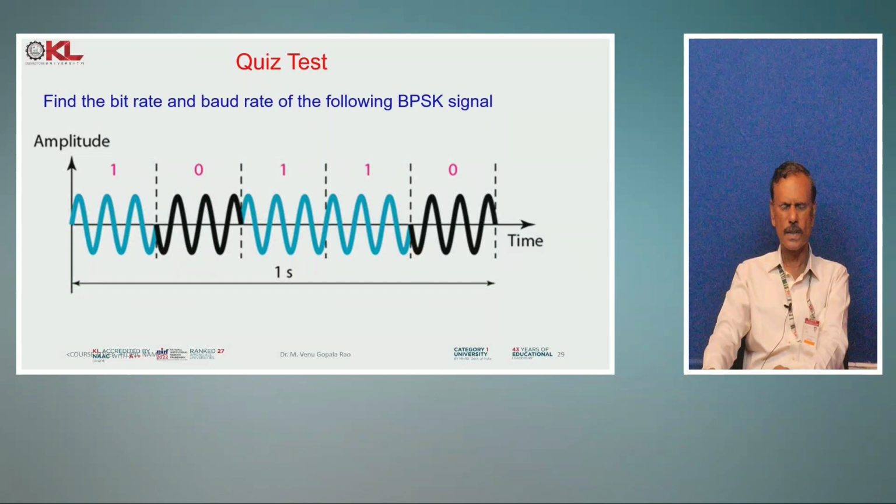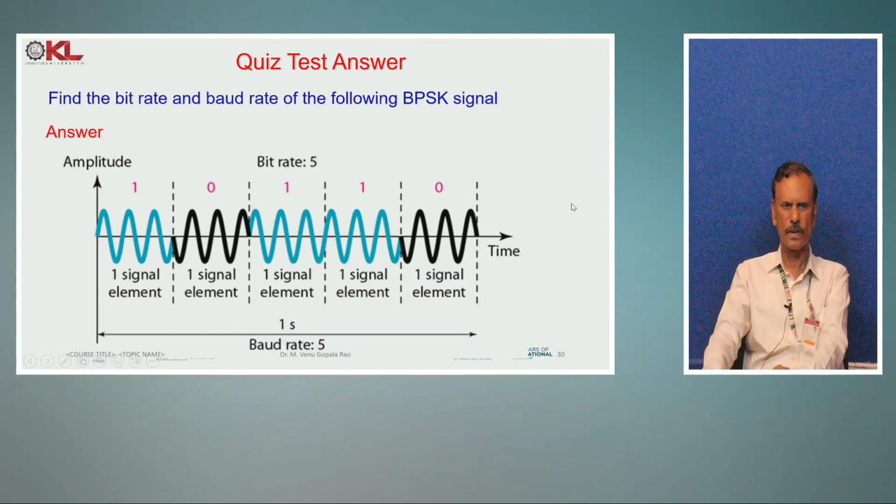Now again a quiz for BPSK. Find the bit rate and baud rate of the following BPSK signal. This is the answer. Since there are 5 bits, each digit has one signal element. For one digit it is one signal element, so the bit rate is 5 and the baud rate is also 5.